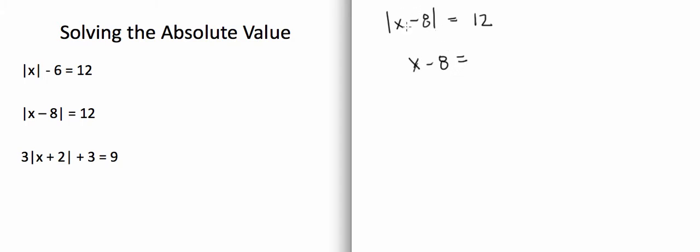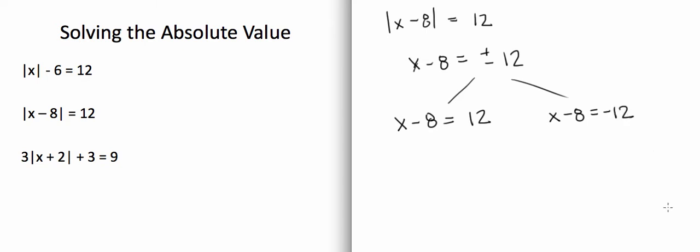Whenever we got rid of this absolute value sign, or the vertical bars, we had to write plus or minus on the other side. So that gives us an answer of plus or minus 12 on the back side. This turns this into two different equations. We have x minus 8 is equal to a positive 12. We have x minus 8 is equal to a negative 12. So then we solve each of them individually.